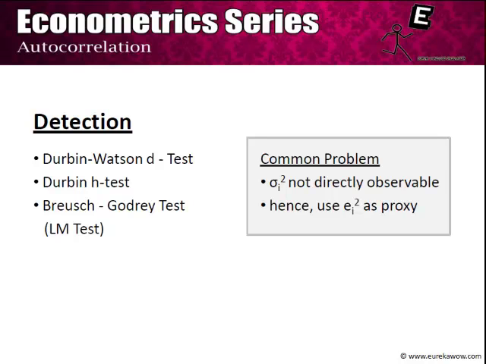The three tests that we will be talking about in this module, in increasing order of generality, are the Durbin-Watson D test, the Durbin H test, and the Breusch-Godfrey test or the LM test. Now the Durbin-Watson D test makes four very restrictive assumptions. The Durbin H test relaxes one of these assumptions, whereas the LM test or the Breusch-Godfrey test is very general and does not make many assumptions.